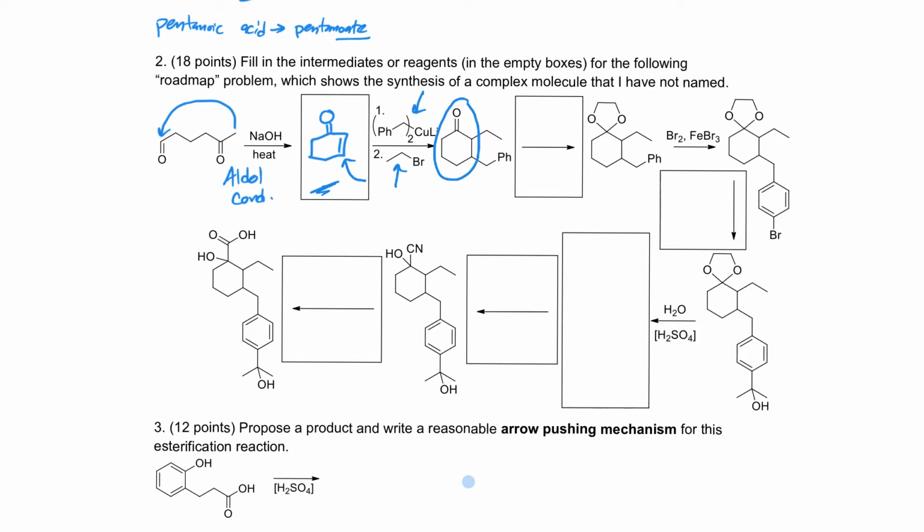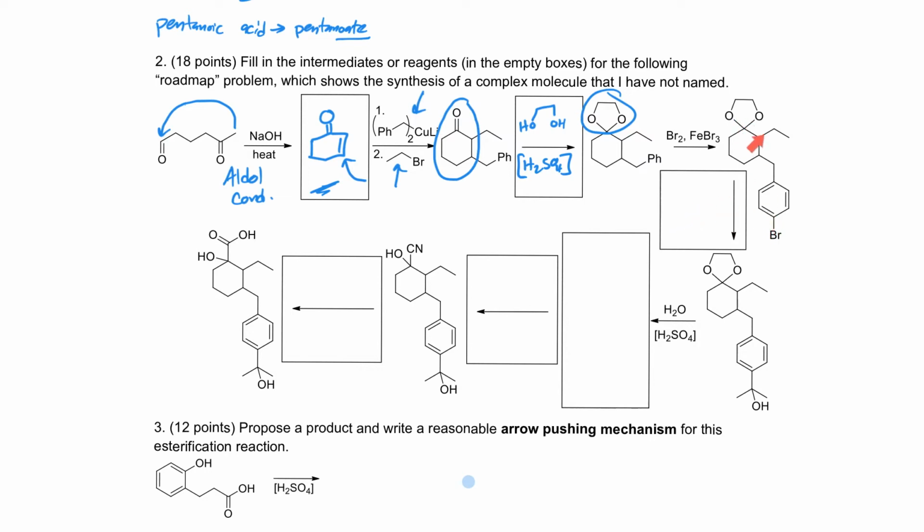Then the next stage is to add this cyclic acetal. That was not a challenge for most students, I was happy to see. Basically, catalytic acid and ethylene glycol will make that cyclic acetal. Then we are going to brominate the phenyl ring here, putting a bromine on the bottom. And we have a box to fill in.